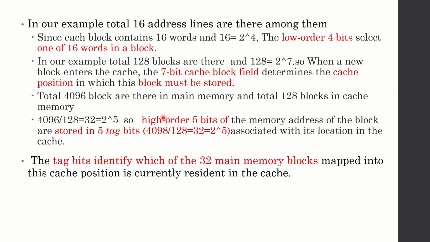Then comes the tag field. In order to get the tag field, we have to divide the total number of blocks in main memory by the total number of blocks in cache memory, and we represent the value as a power of 2. That power value will give you the total number of bits which are needed for specifying the tag.